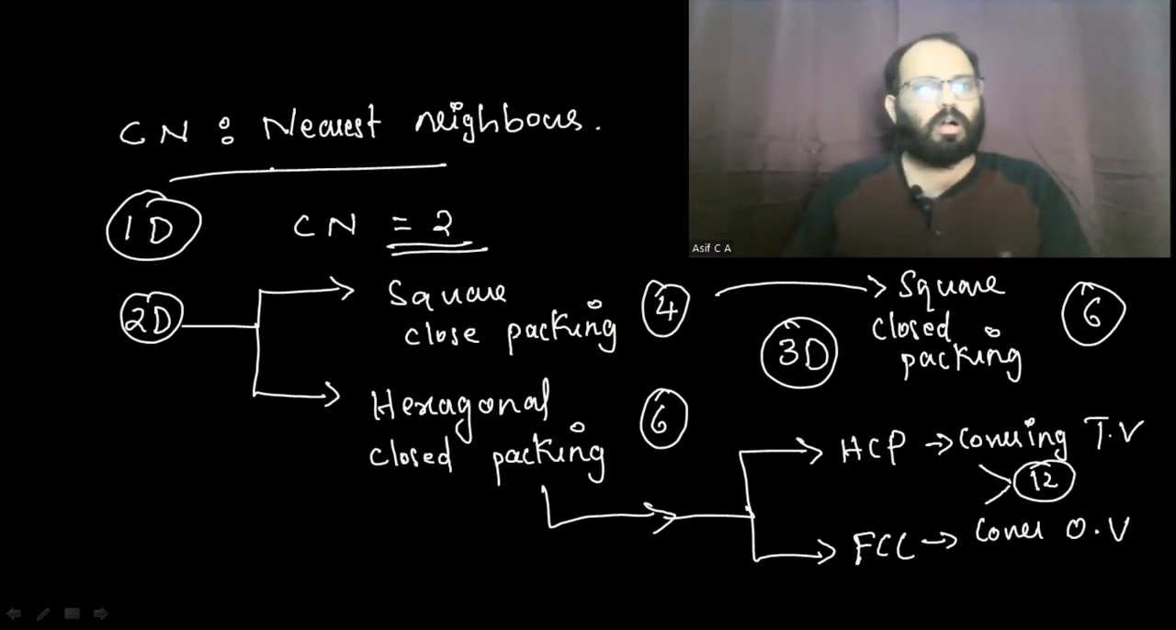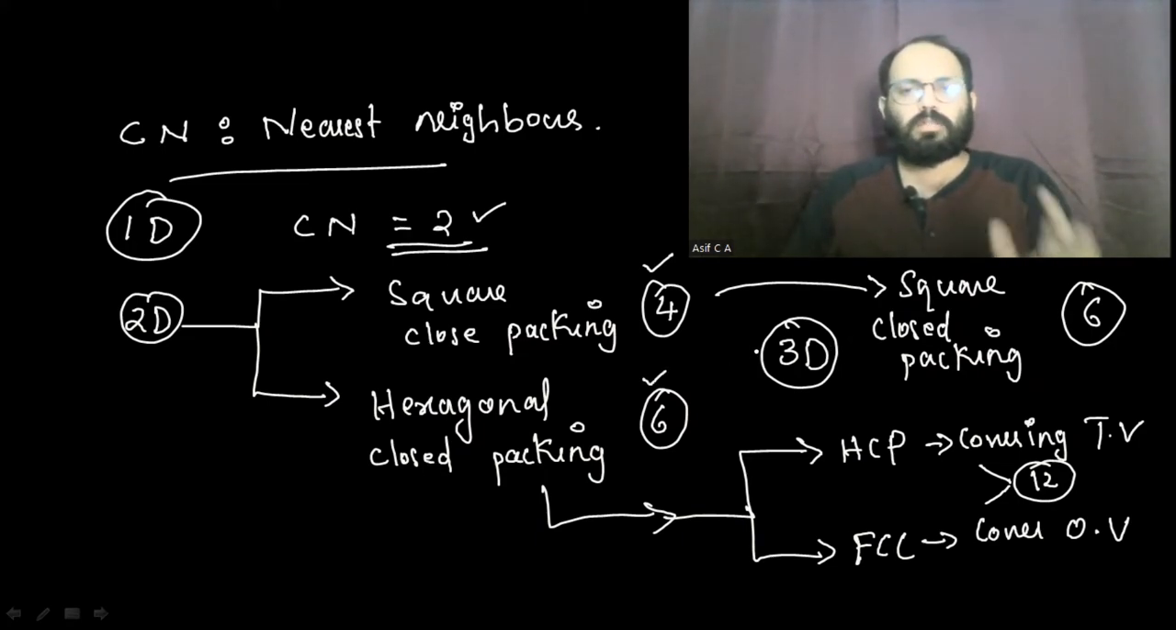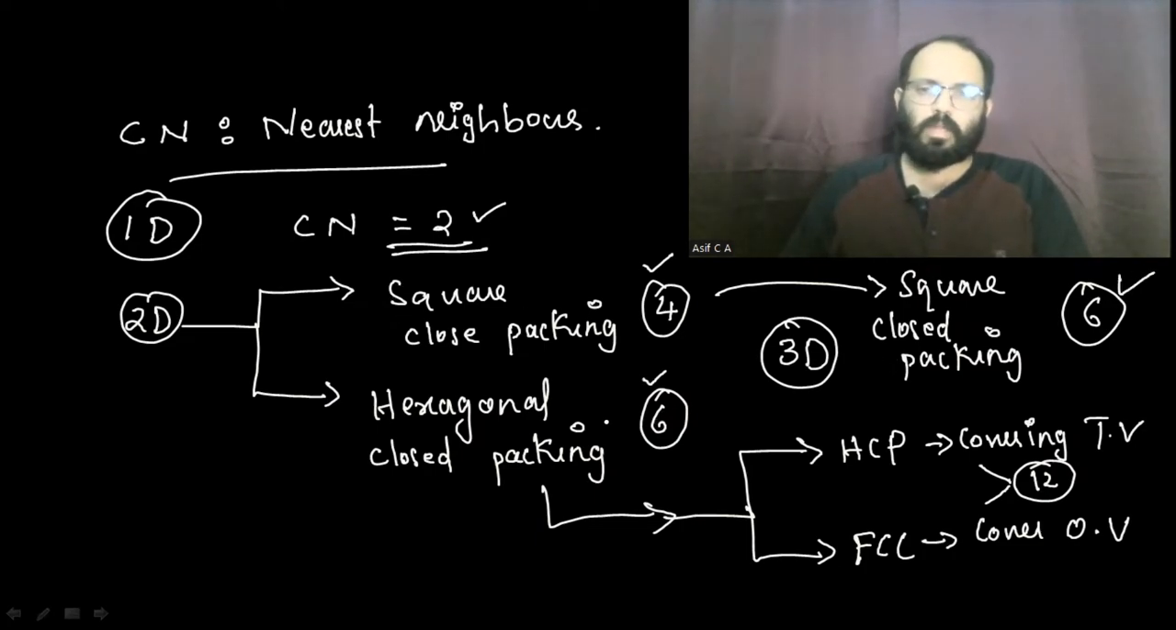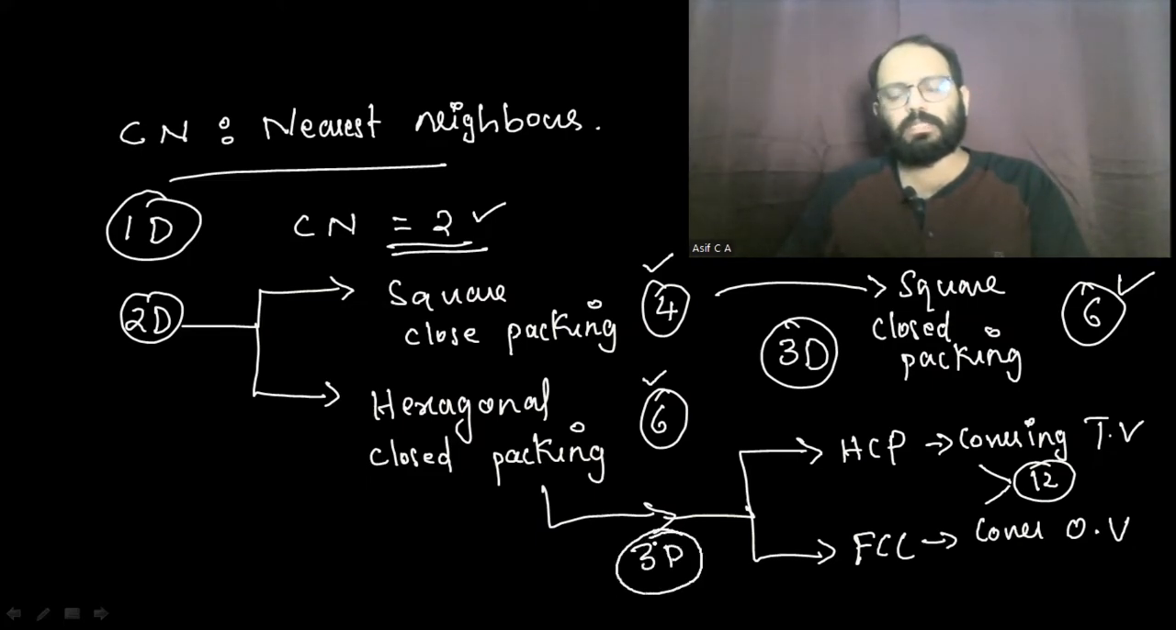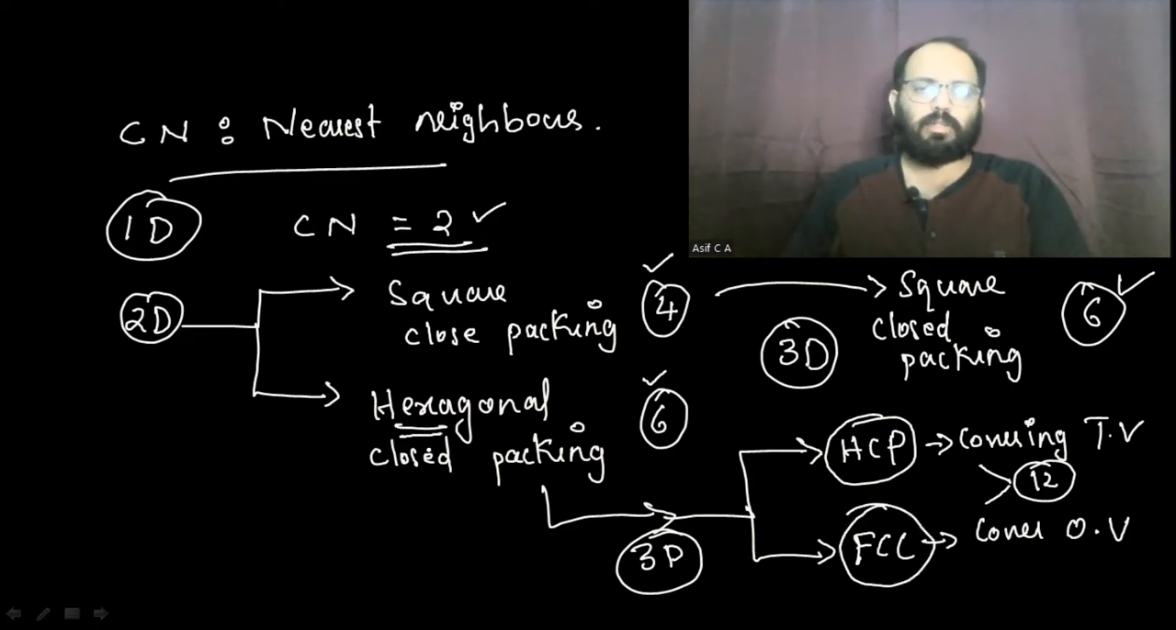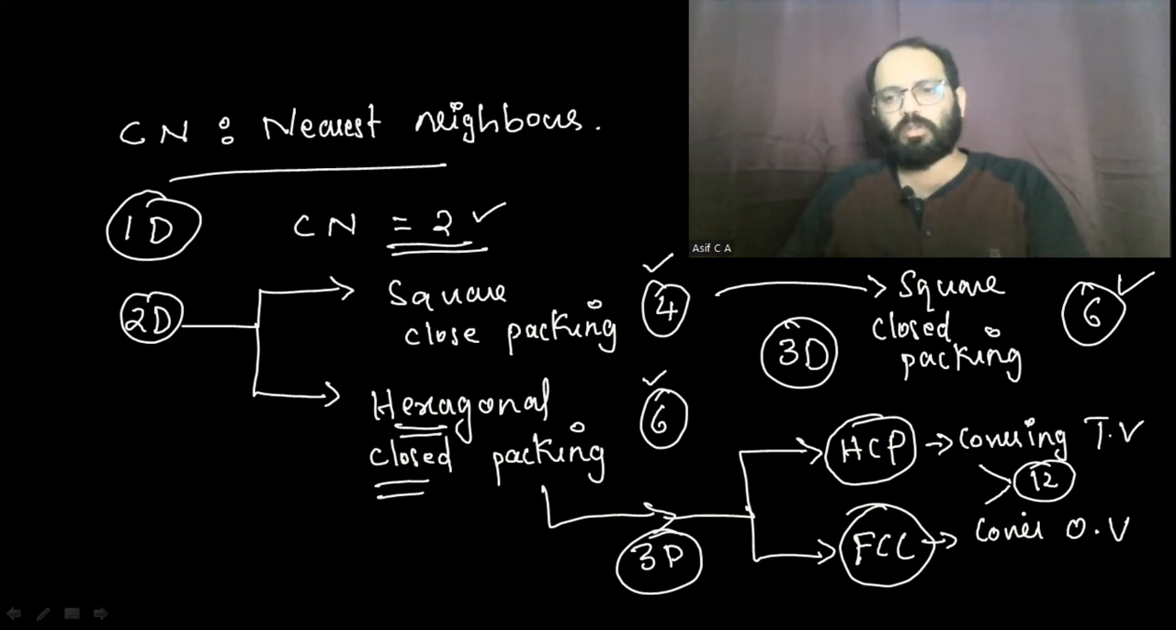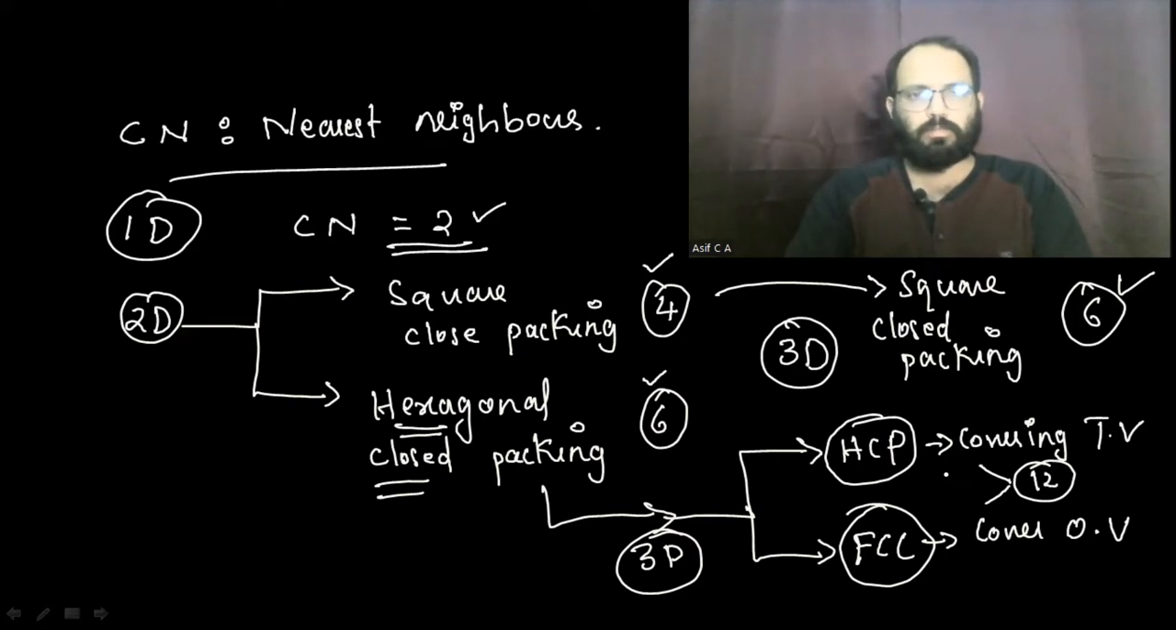So just remember, closed packing in 1D, coordination number 2. 2D square closed packing, coordination number 4. 2D hexagonal closed packing, coordination number 6. When it comes to 3D, we can make 3D square closed packing from 2D square closed packing, the coordination number 6. Then we can prepare 3D from 2D hexagonal closed packing structure, so we get 3D HCP and FCC. For both, the coordination number is 12. HCP covers the tetrahedral void, FCC covers the octahedral void. That is the difference. Okay.